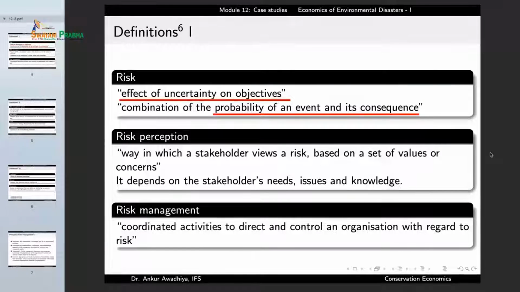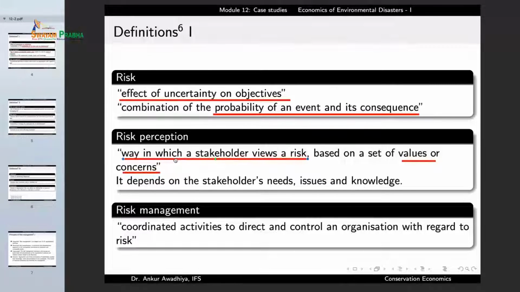Risk perception is the way in which a stakeholder views a risk based on a set of values or concerns. So it depends on the stakeholder's needs, issues, and knowledge. It is the way in which a stakeholder views a risk based on a set of values or concerns.